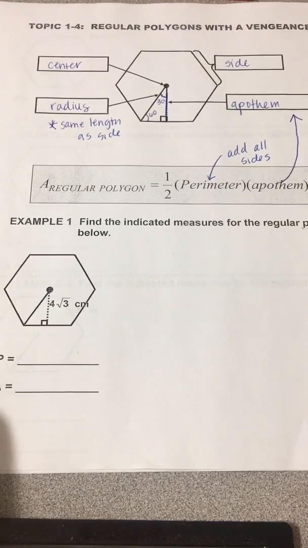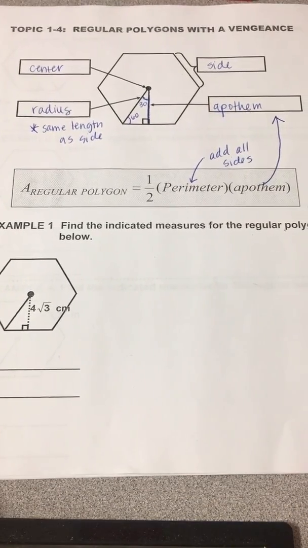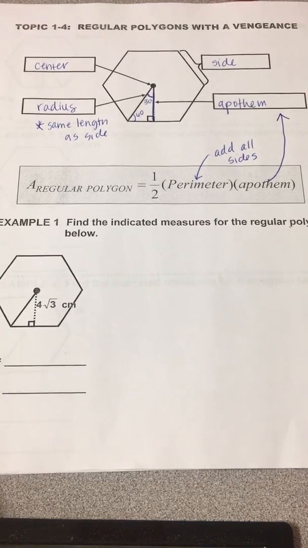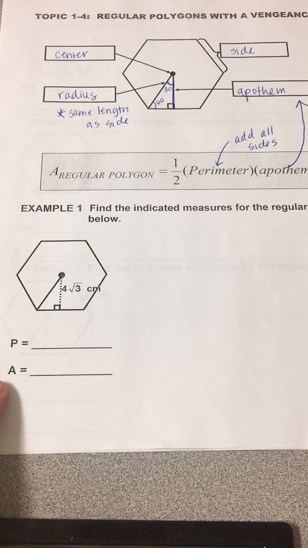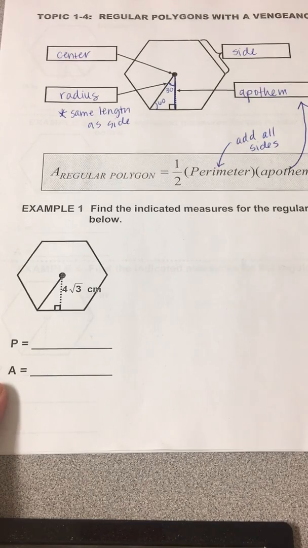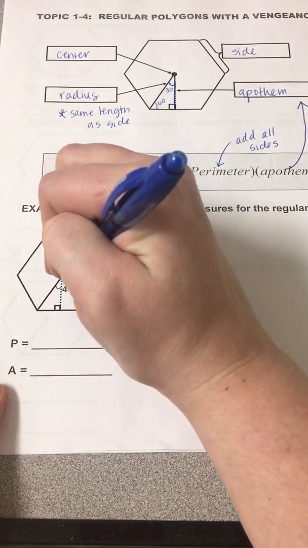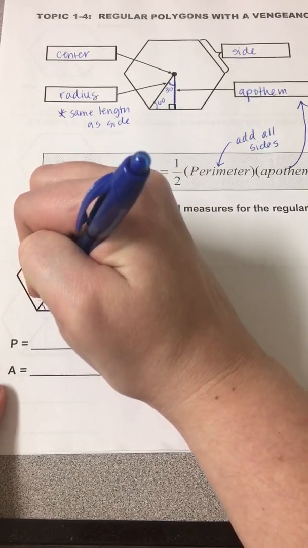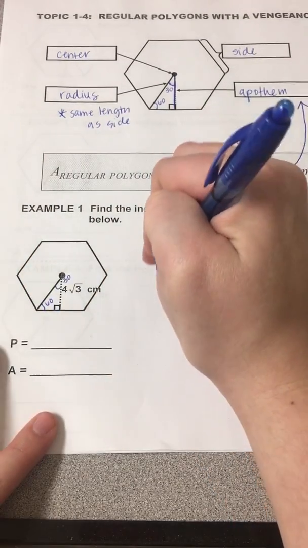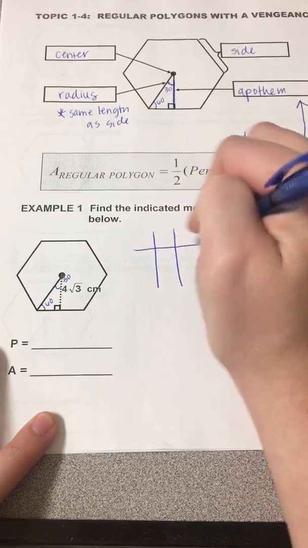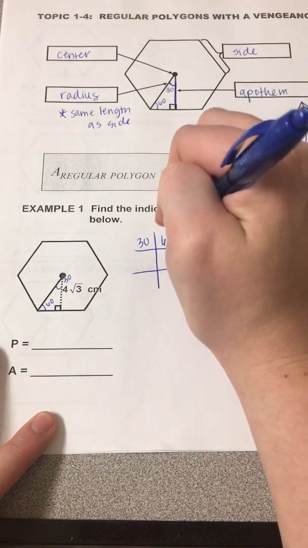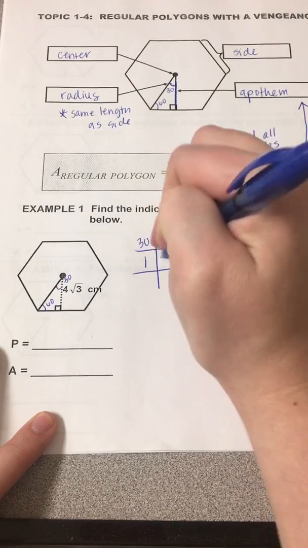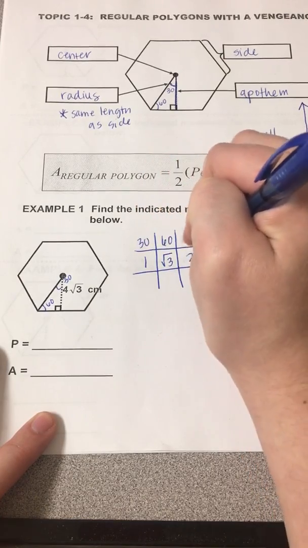So looking at example 1, find the indicated measure of the regular polygon below. So we are looking for our perimeter and our area. All we know is our apothem, but we do know that this is a 30, 60, 90. So we make our little box. Remember, your first 2 rows of your box are always the same. 30, 60, 90, 1, square root of 3, and 2.